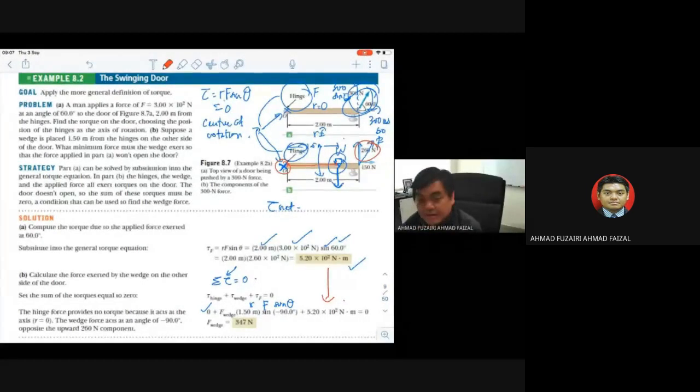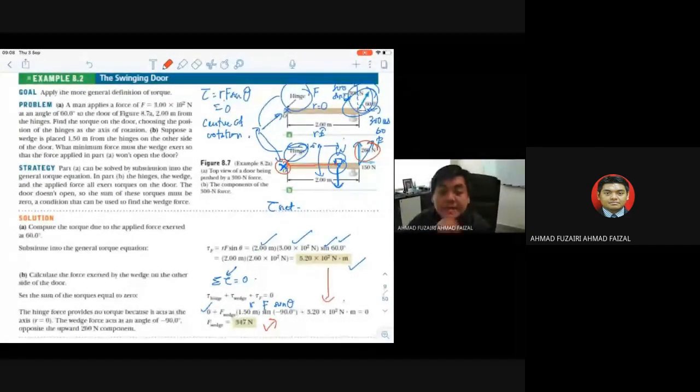So kita dapat in the end the force of the wedge should be equivalent to 347 Newton. Okay, minimum force. So bila kita dah tambah equals to 0, we can get the force the wedge must exert, 347 Newton of force. Okay, barulah pintu tu tak boleh buka. Dia akan tersangkut lah. Okay, so we should understand the examples, especially for the swinging door.